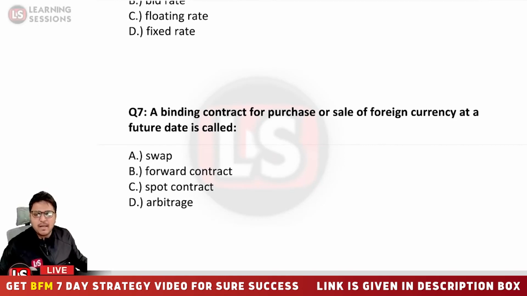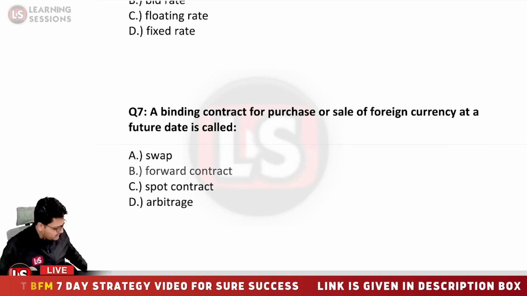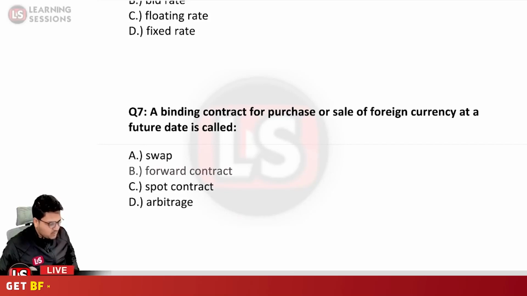Next question says a binding contract for purchase or sale of foreign currency at a future date is called what? If there is a binding contract between the two parties that they will be purchasing or selling the foreign currency at a future date, it is said to be a forward contract, and forward contracts are derivatives.